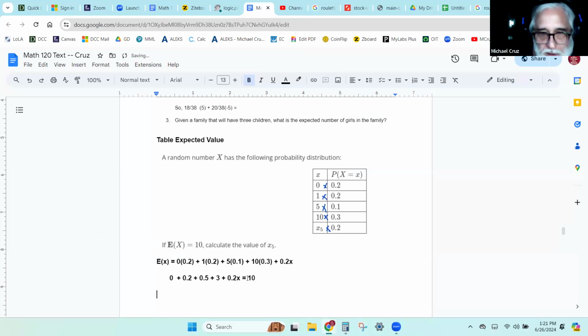All right. So we add all these up. These end up being 3.7 because we got 3 plus 0.5 and then 0.2 more. Well, I can't hit that plus key for nothing.